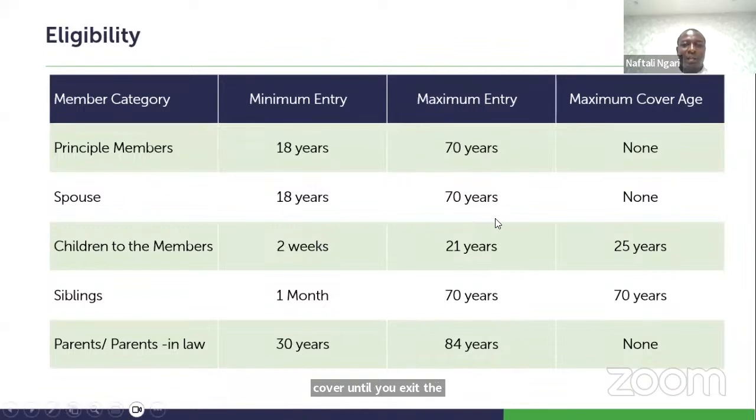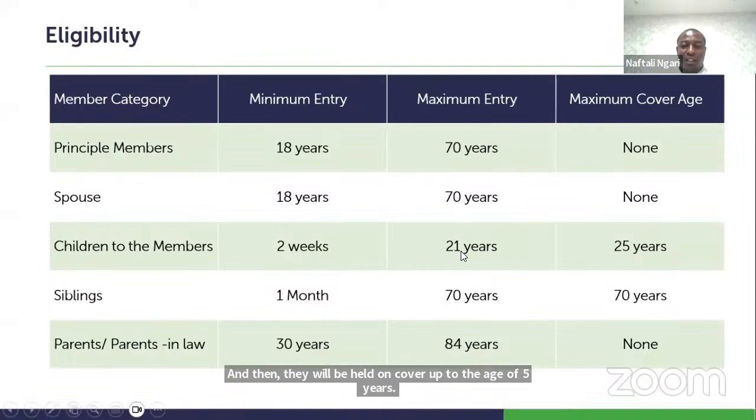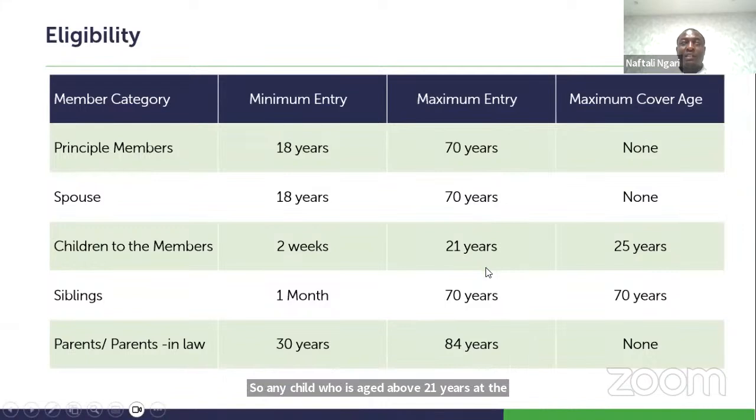For the spouse as well, the maximum entry age is 70 years. And of course, there is no maximum cover age for the spouses as well. For children, if you have a child, ensure that you give this information to the customer service team for your child to be enrolled onto the cover after 2 weeks. So after 2 weeks, the child can be put on the policy, and then they will be held on cover up to the age of 25 years. So any child who is aged above 21 years, at the point of claiming, you will be asked for proof that that child is still in school and is fully dependent on you before a claim is paid.